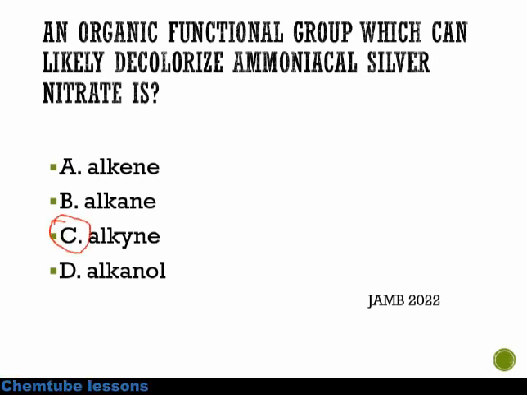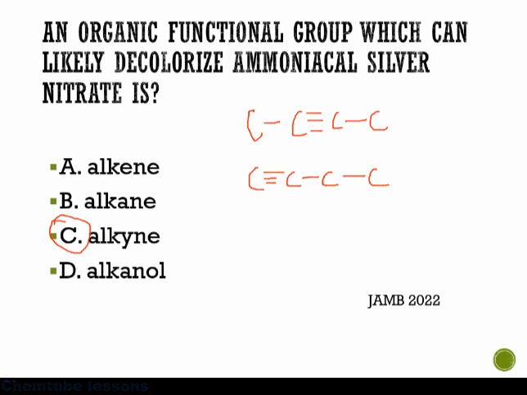And not all alkynes do this. The group of alkynes that does this are the terminal alkynes. So what are terminal alkynes? Look at this, for example. This is an alkyne. This is an alkyne. It has a triple bond. I'm going to draw two alkynes. Now, terminal alkynes are the alkynes that have their triple bond at the first carbon. So this is a terminal alkyne, while this is not.